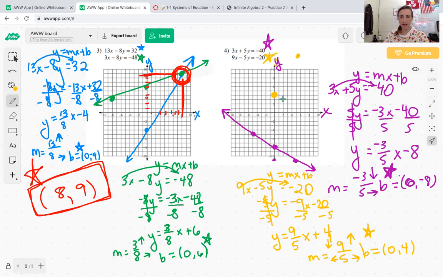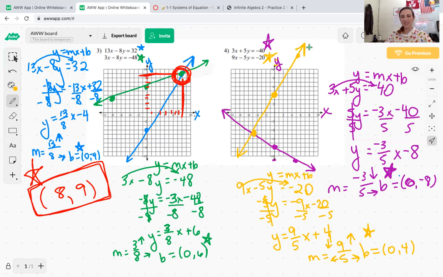So I'm going to go down 9. 1, 2, 3, 4, 5, 6, 7, 8, 9. And now we're going to go left 5. 1, 2, 3, 4, 5. And if you notice, it's right there where that other line had an ordered pair too. So we make our line nice and long, arrows on each end. And once again, we have two lines now on the coordinate plane.